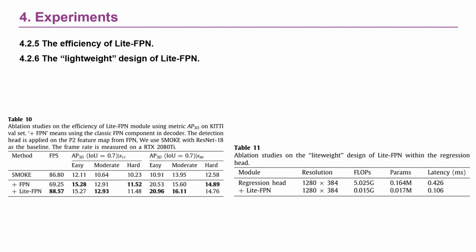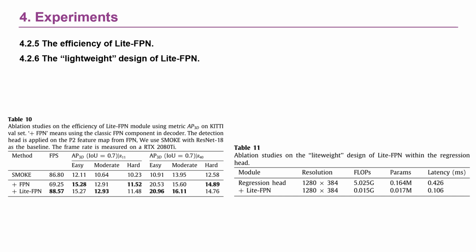To validate the efficiency strength of our proposed LightFPN, we conducted ablation experiments to compare the classic FPN with our design. As shown in Table 10, plus FPN improves the accuracy of the SMOKE 32 baseline by 2.29%, but the frame rate decreases from 80.80 fps to 69.25 fps. On the other hand, plus LightFPN achieves similar detection accuracy while maintaining a higher frame rate of 88.57 fps, surpassing the plus FPN by 19.32 fps.